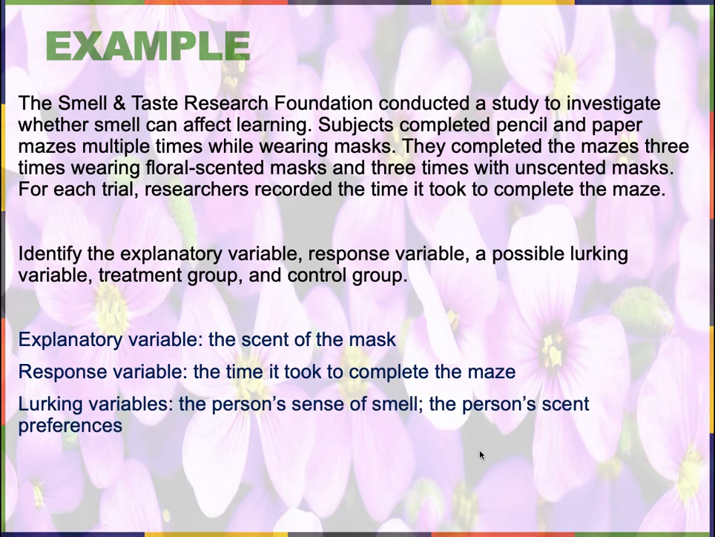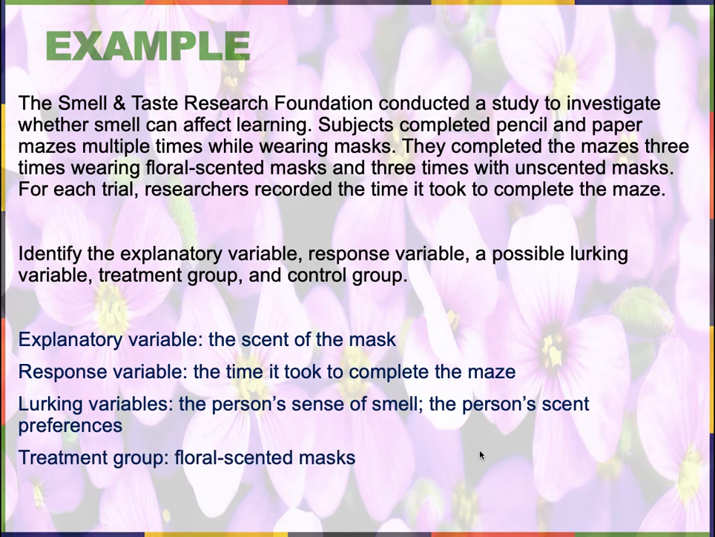Remember, lurking variables are other factors that can affect the response. In this case, one lurking variable could be the person's sense of smell. Some people have a strong sense of smell. Some people have a weak sense of smell. Another factor could be the person's scent preferences. Not everyone likes floral scents, so that could turn a person off and potentially affect how they perform on the mazes.